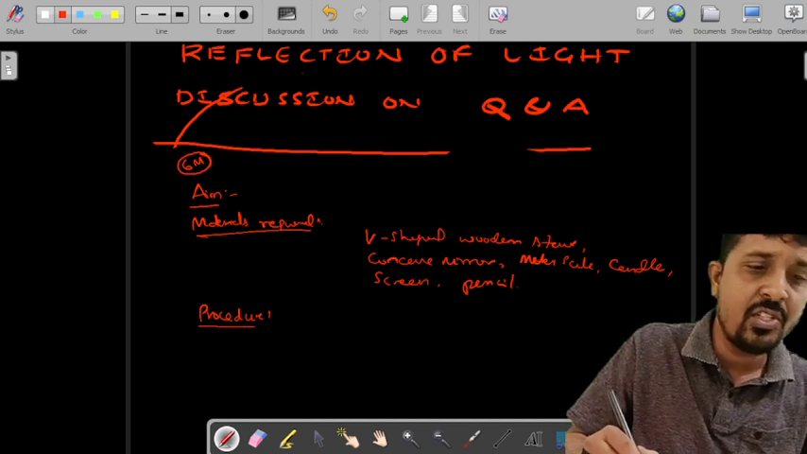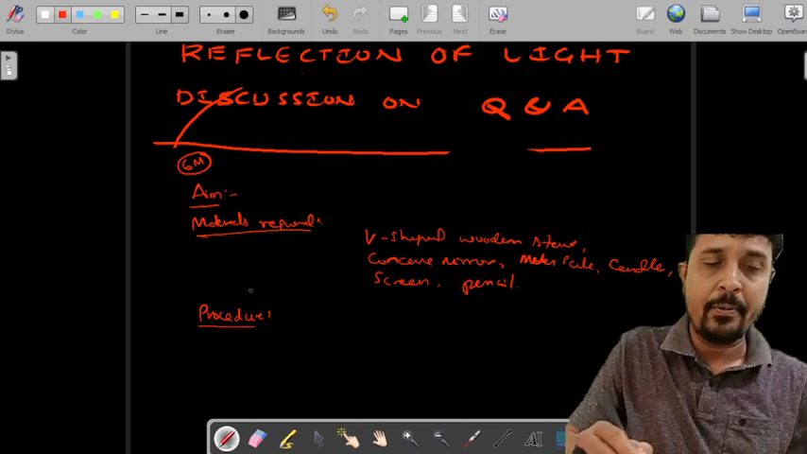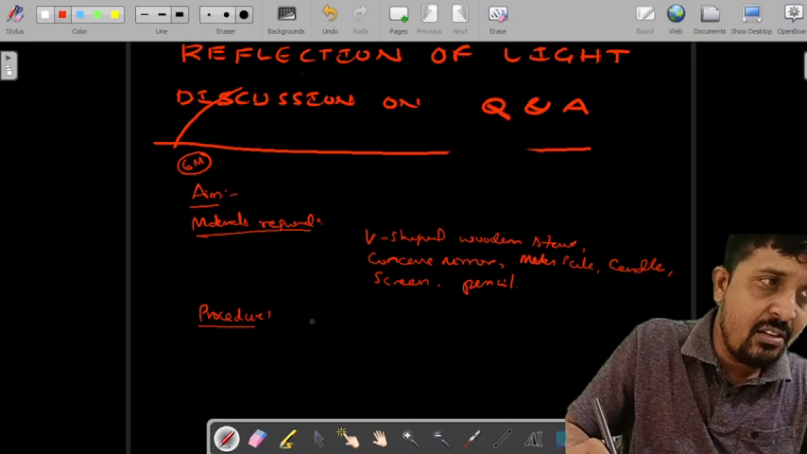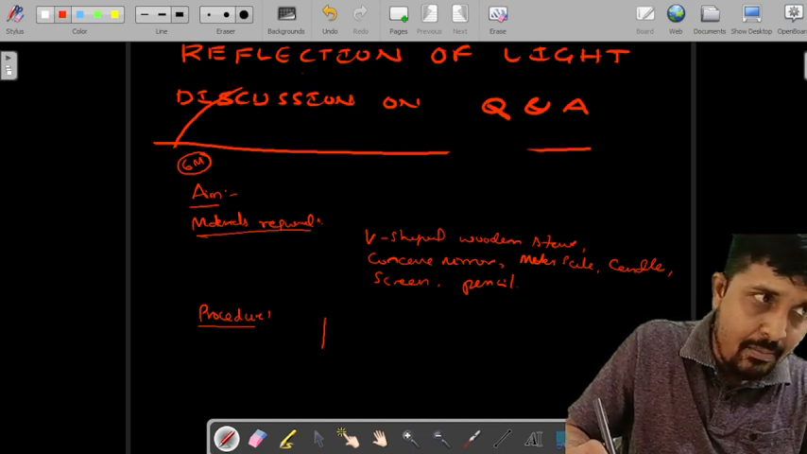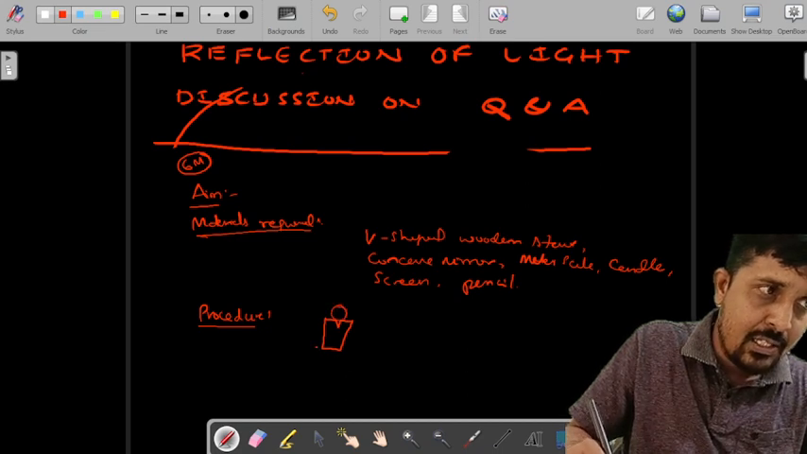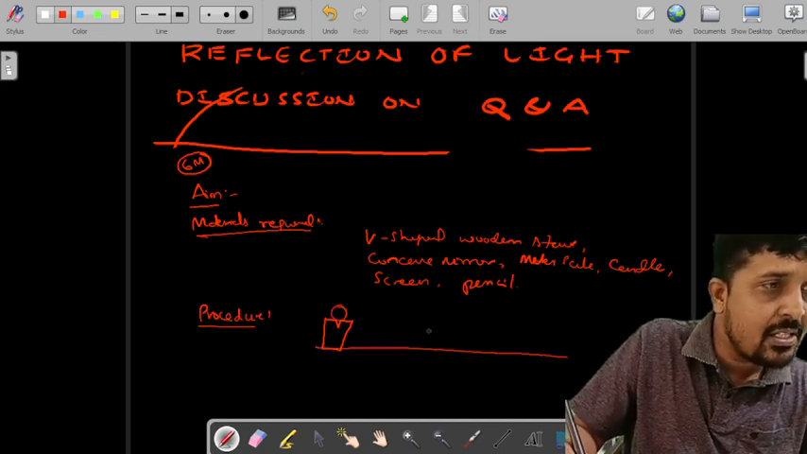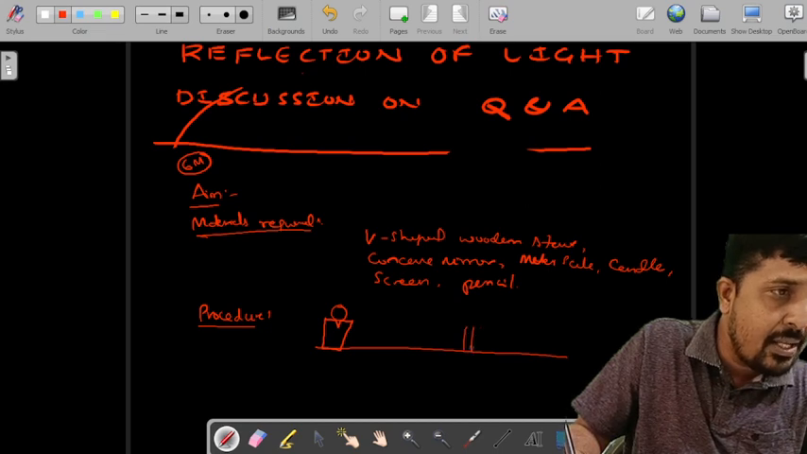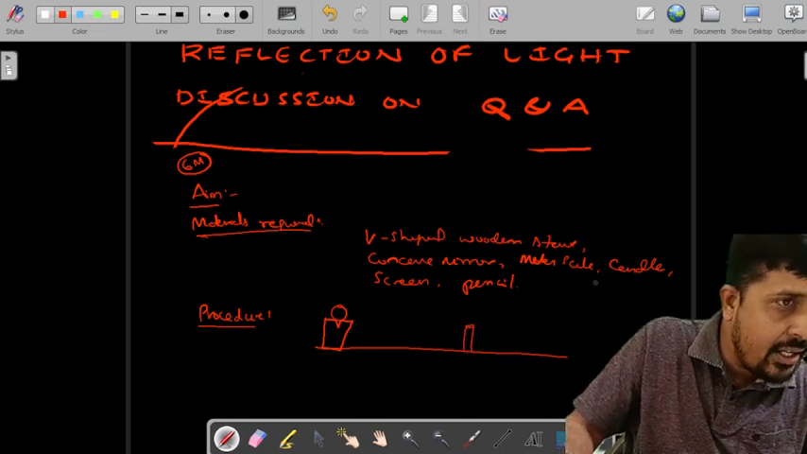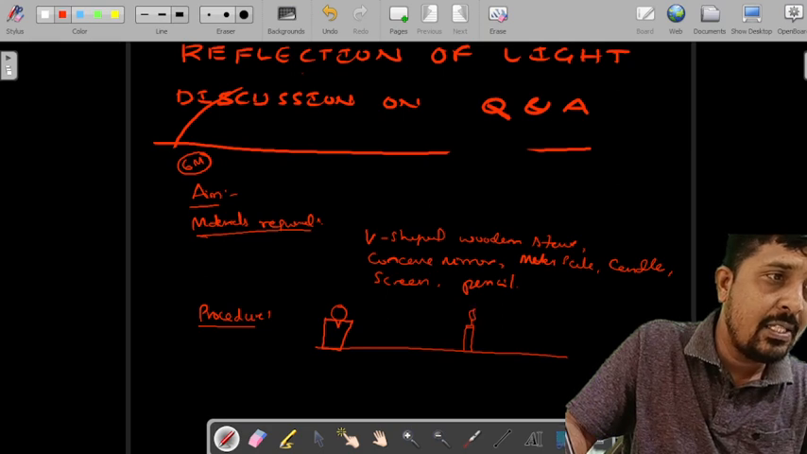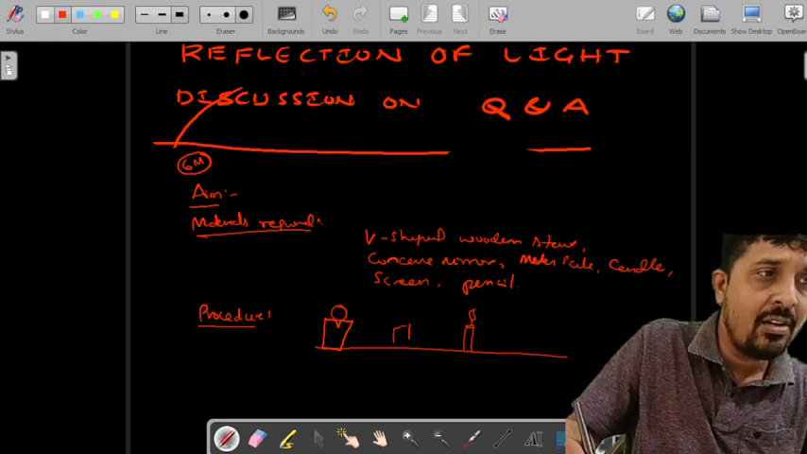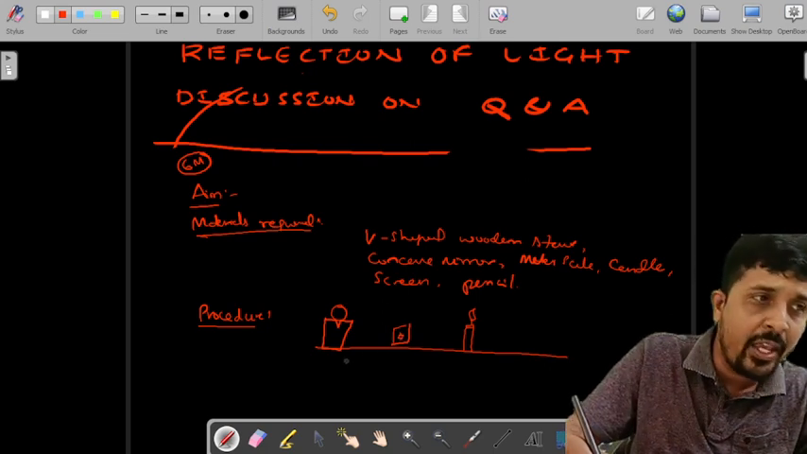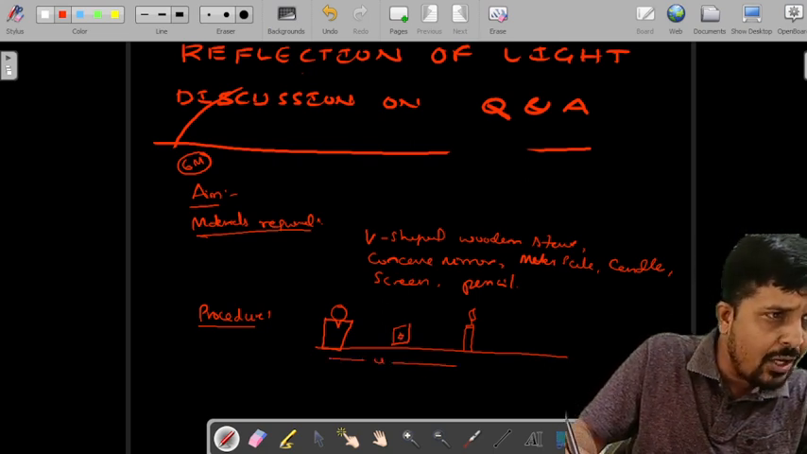So what is the procedure of conducting this experiment? The first one is we are going to draw the diagram. This is a concave mirror and it is a meter scale, and here somewhere we are placing the candle. Here we are going to place the screen, and here we are going to have the image. Now this distance is what we call U and this distance is what we call V.